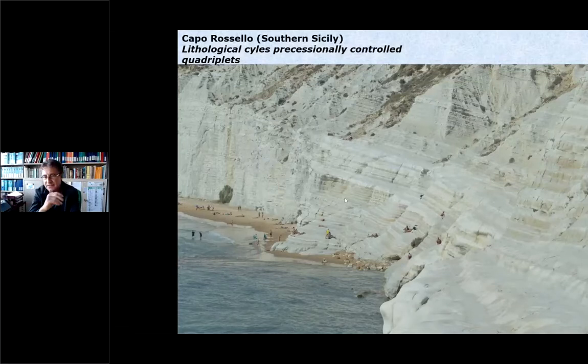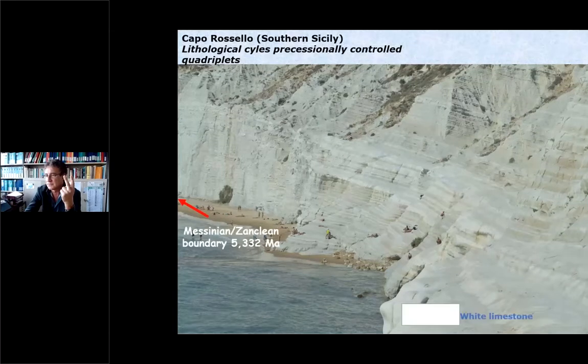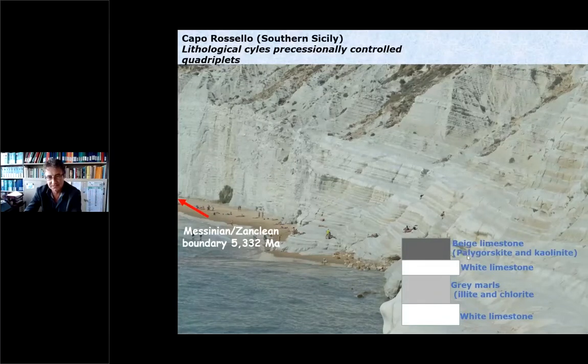If you look, this picture is fantastic because you can see that the cyclicity is not composed of two lithologies, but, at the Messinian Zanclean boundary, we have four lithologies that correspond to 21 kilo year or precessional cycles. For instance, if you can see the picture, we have beige, white, gray. We have white, gray, white, beige. The beige like this, we have white, gray, and white. This one corresponds to one cycle of precession.